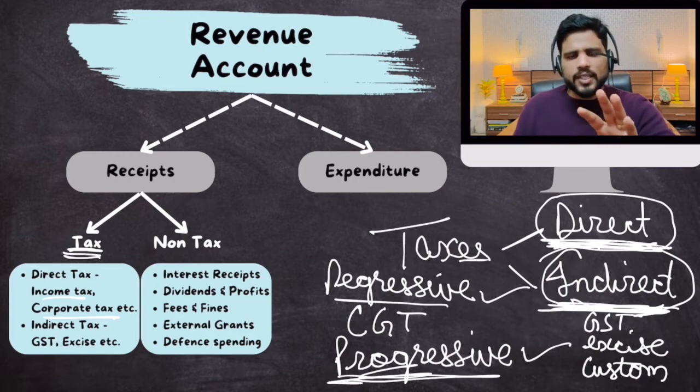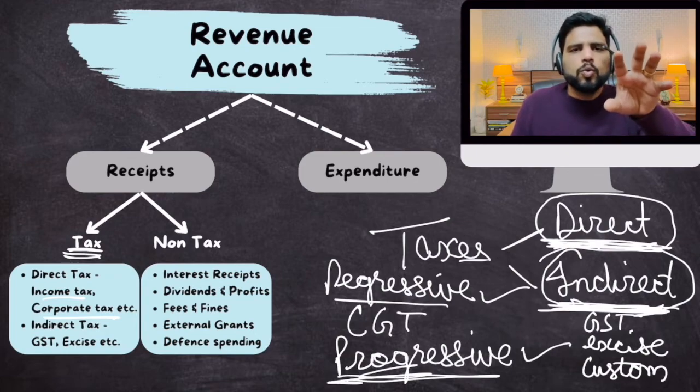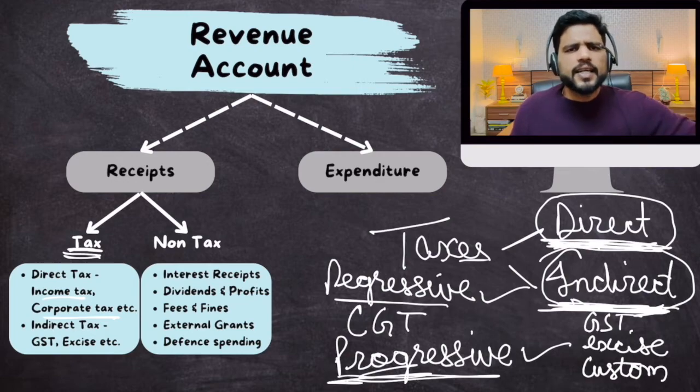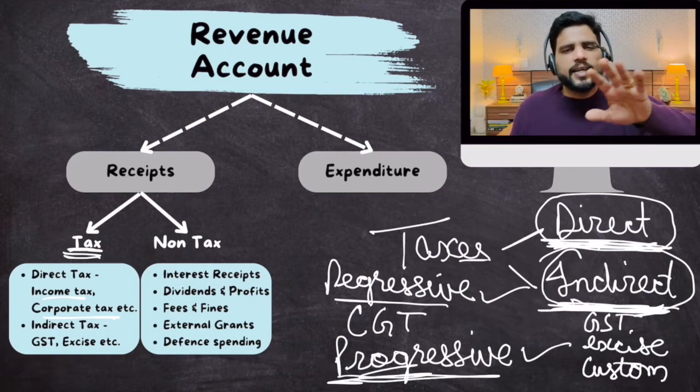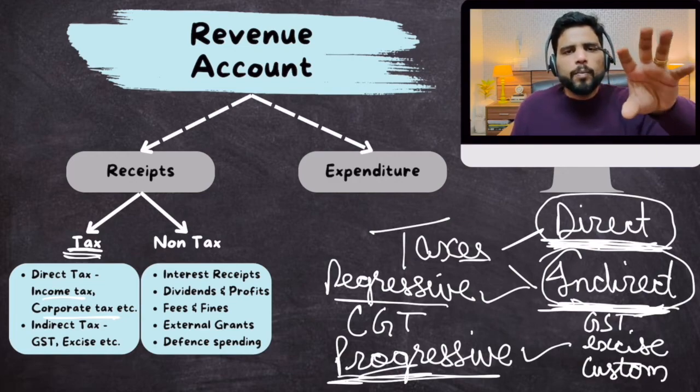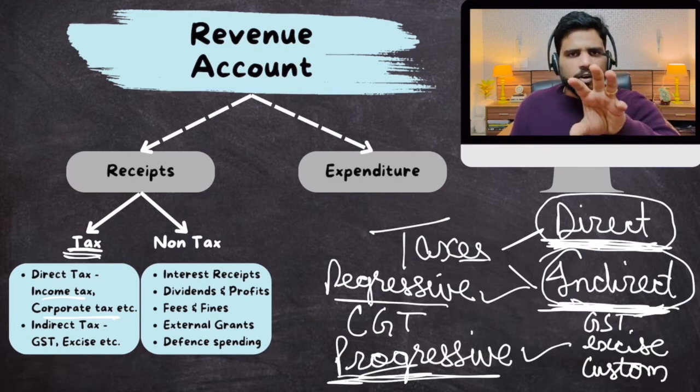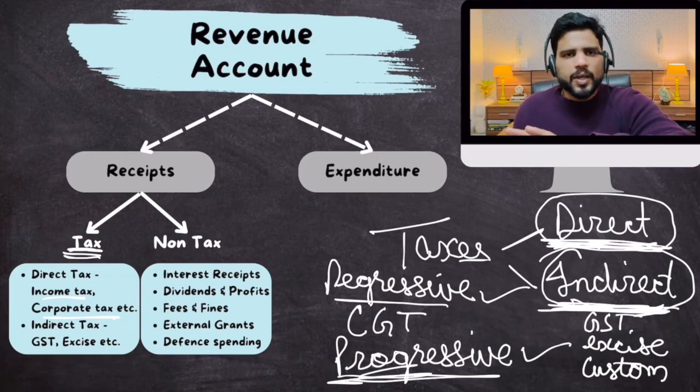As of now, just know this, that it is good for a country to get more revenues from direct taxes than indirect taxes. Okay, because direct taxes are progressive and indirect are regressive. So it is good to get more money from direct taxes. For now, just hold on to this fact. I'll explain what you mean by the terms progressive and regressive later.